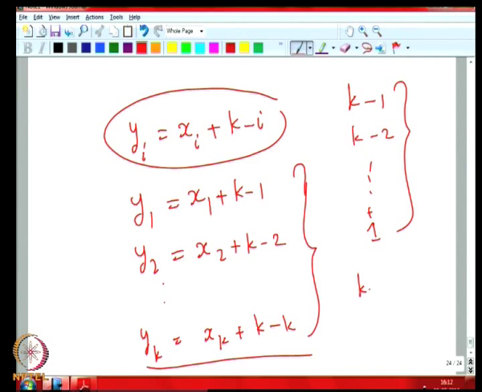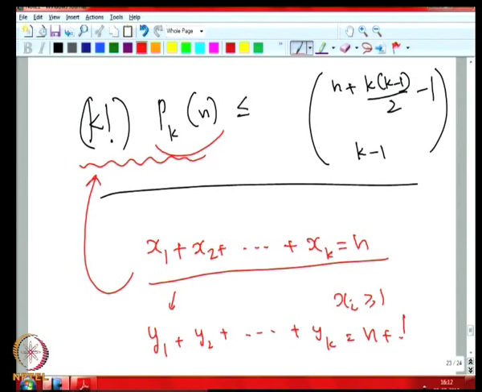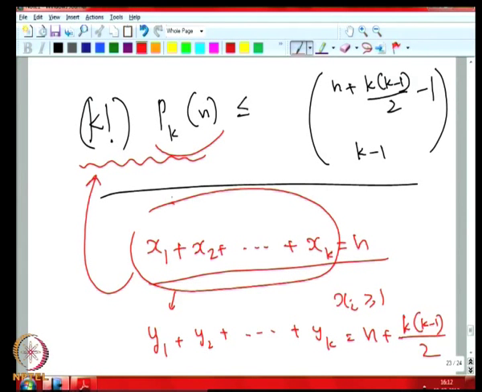So this is k into k - 1 by 2, because the first term is 1, the last term is k - 1, and the number of terms is k - 1. So k(k - 1)/2 is the total we are adding here. So we just write it like this. So this is a conversion. We still have y1 greater than or equal to y2 greater than or equal to this thing, but any solution for this first equation will give a solution to this equation where each value is distinct.